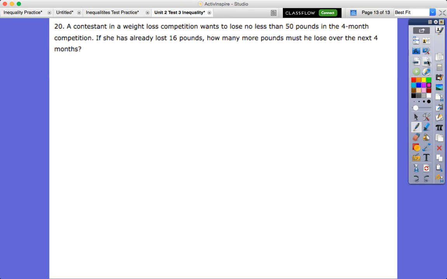A contestant in a weight loss competition wants to lose no less than 50 pounds in the 4-month competition. If she has already lost 16 pounds, how many more pounds must he lose over the next 4 months? So we're going to say the 16 pounds they've already lost plus the 4 months times the amount he's going to lose over the next 4 months has to be greater than or equal to 50, because no less than means greater than or equal to.